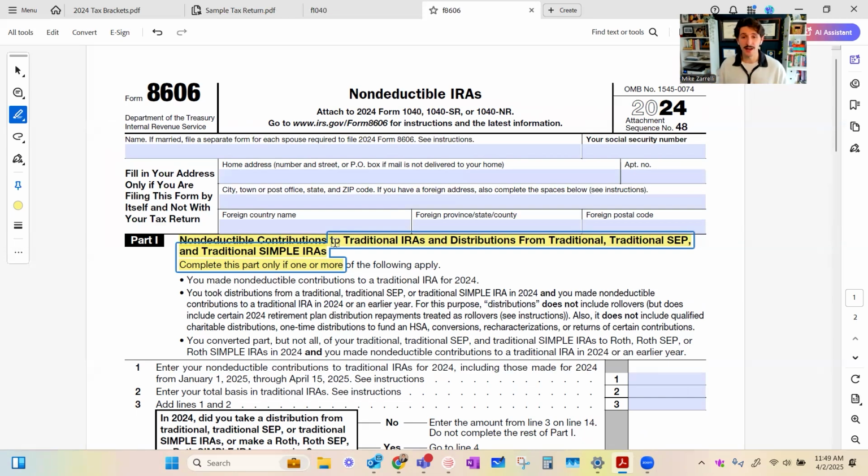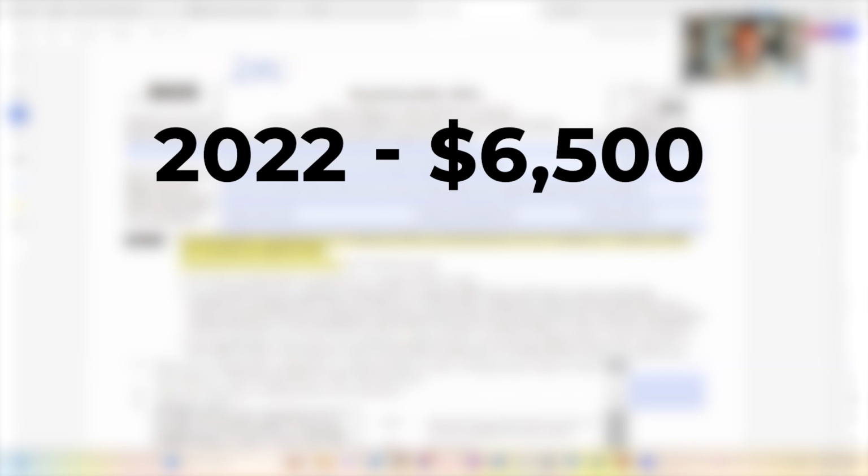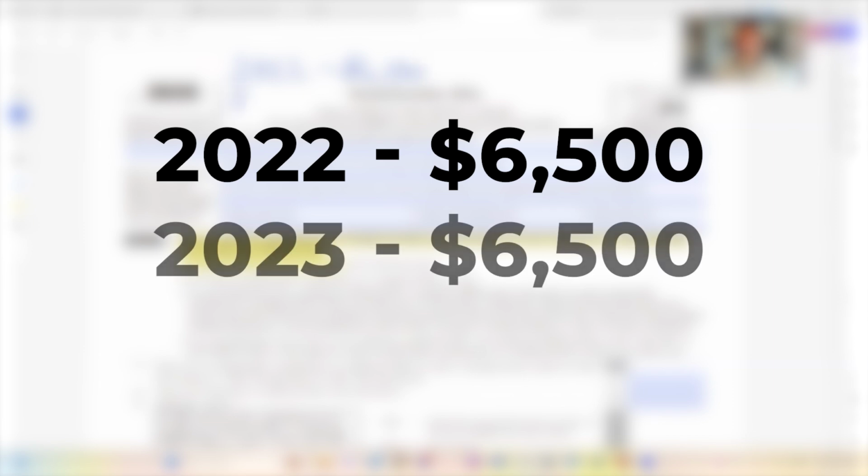Form 8606 allows you to keep track of how much money you put into the IRA. That way you're not double taxed when you eventually take out the money. So let's say, I'm just going to draw over here, let's say in 2022, you made the max contribution, $6,500, and did not get a deduction for that. In 2023, you did another $6,500.